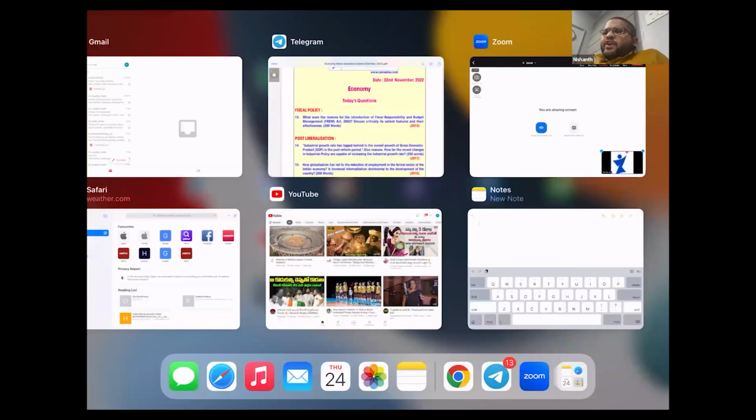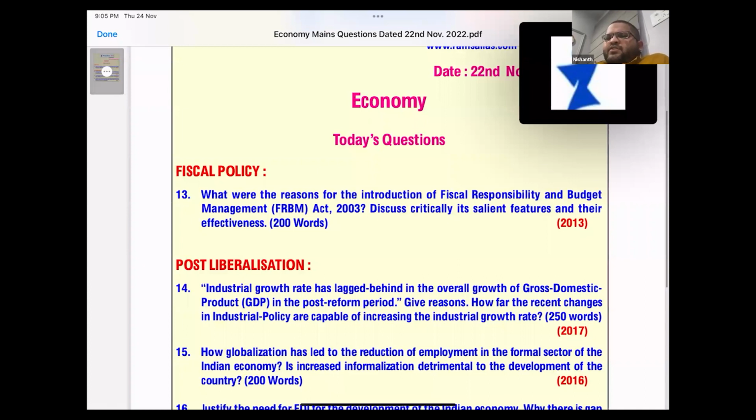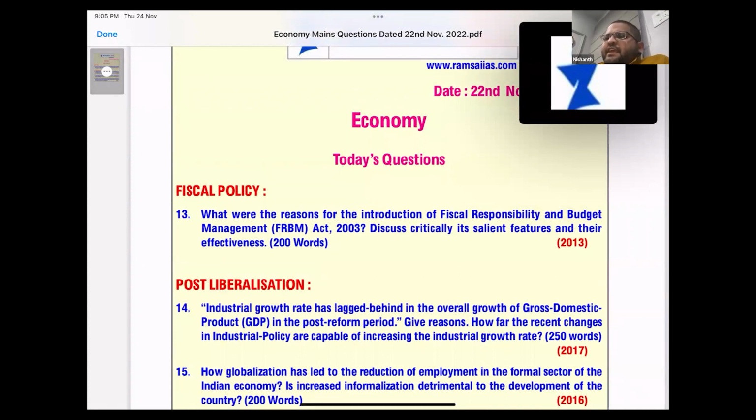What are the reasons for introduction of FRBM Act 2003? Discuss critically its salient features and their effectiveness. Take a couple of minutes' time.